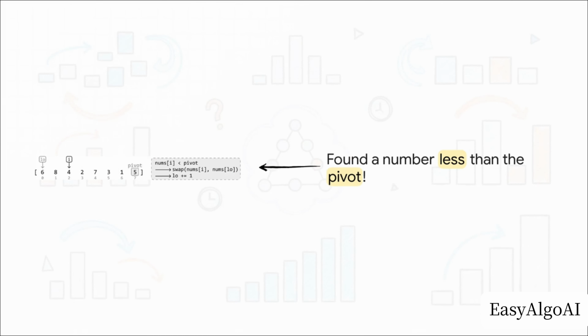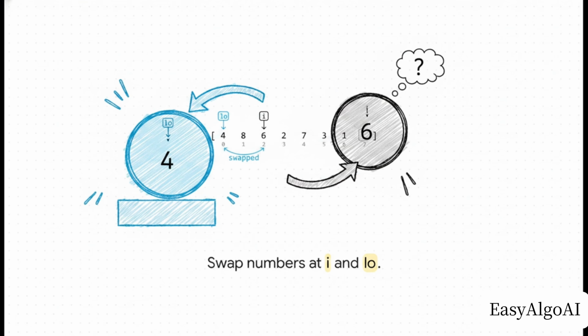Aha! Our scanner i finally hits the number 4. And since 4 is definitely less than our pivot 5, this triggers our next crucial action. Here's the magic. We immediately swap this newly found smaller number, 4, with whatever number is currently sitting at our low pointer. The 4 and the 6 instantly trade places, and bam! The 4 is now safely tucked on the left side of the array.